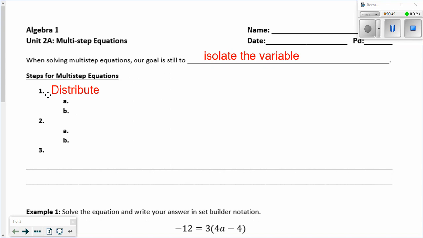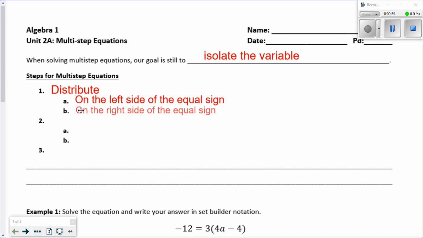We distribute first, and that's two parts. Anything that's on the left side of the equal sign, we'll go ahead and take care of, and then anything that's on the right side of the equal sign we'll take care of separately. We're going to do each side separately. We're not going to cross that equal sign at all yet.